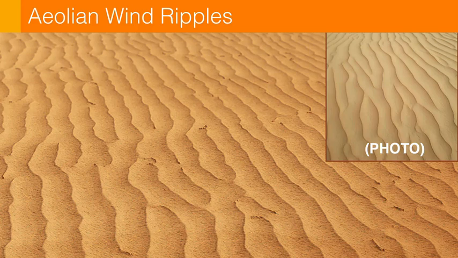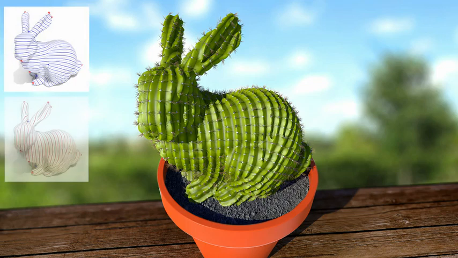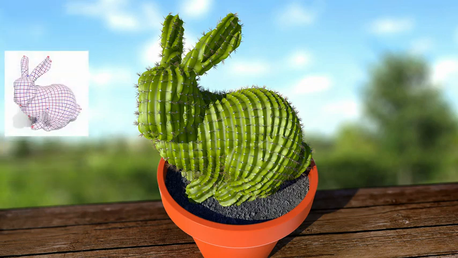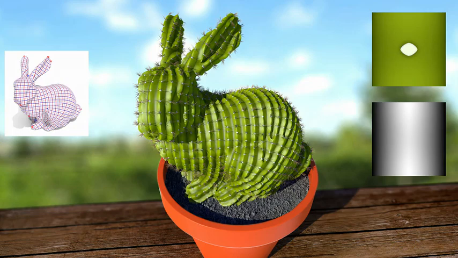Here's one very interesting example where we take a constant vector field and we just perturb it by a little bit of noise. And the result we get looks strikingly similar to Aeolian wind ripples, so basically patterns of sand in the desert. Of course, if you spend enough time in the desert, you eventually run into a cactus. And here what we're doing is we're actually computing two separate orthogonal stripe patterns, so one horizontal and one vertical, and then combining them to get a 2D parameterization, which we use to drive a texture and a displacement map.